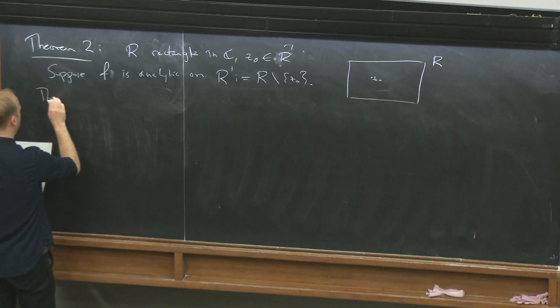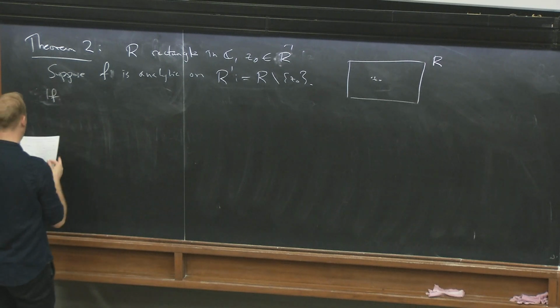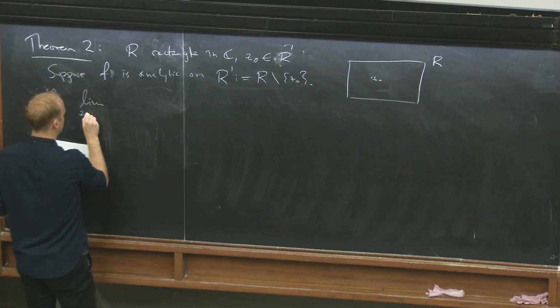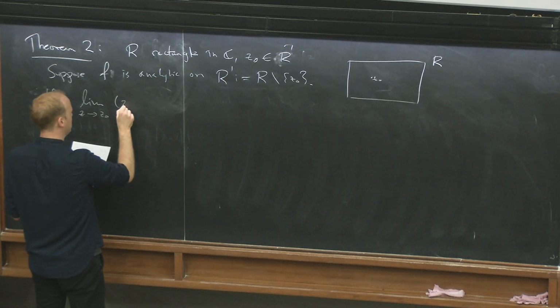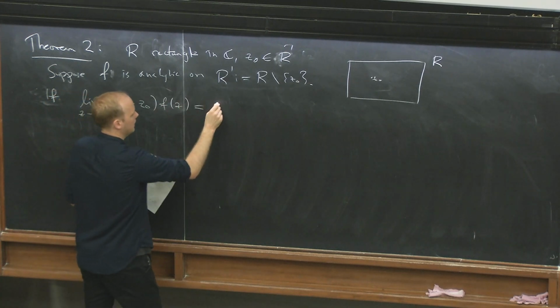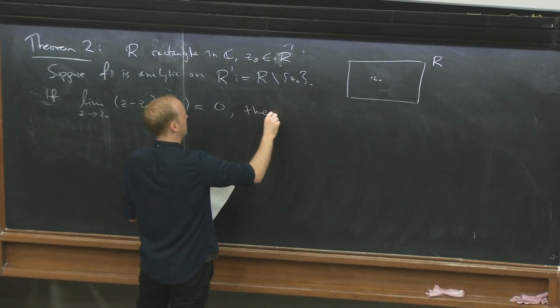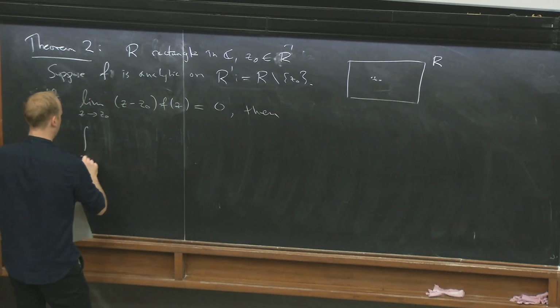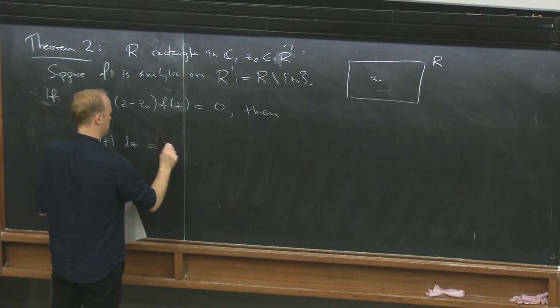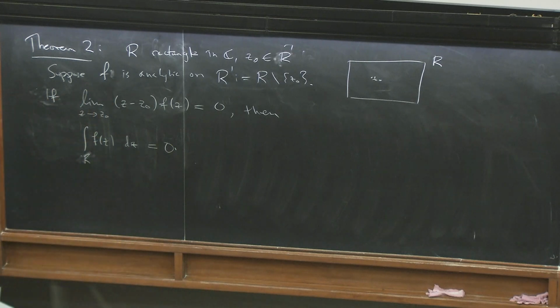Then, okay, so if we assume one more condition, that the limit as Z goes to Z0 of (Z minus Z0) times f of Z is equal to 0, then actually Cauchy's theorem along this rectangle still holds.